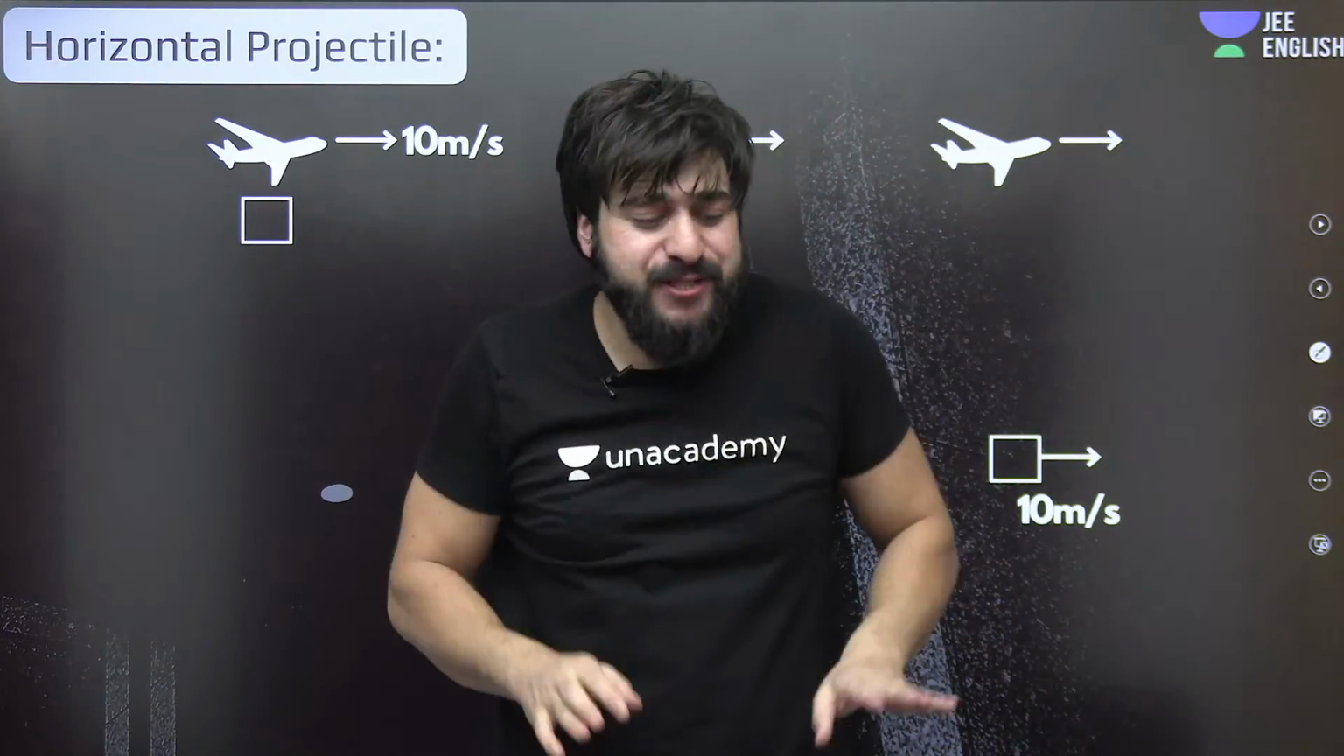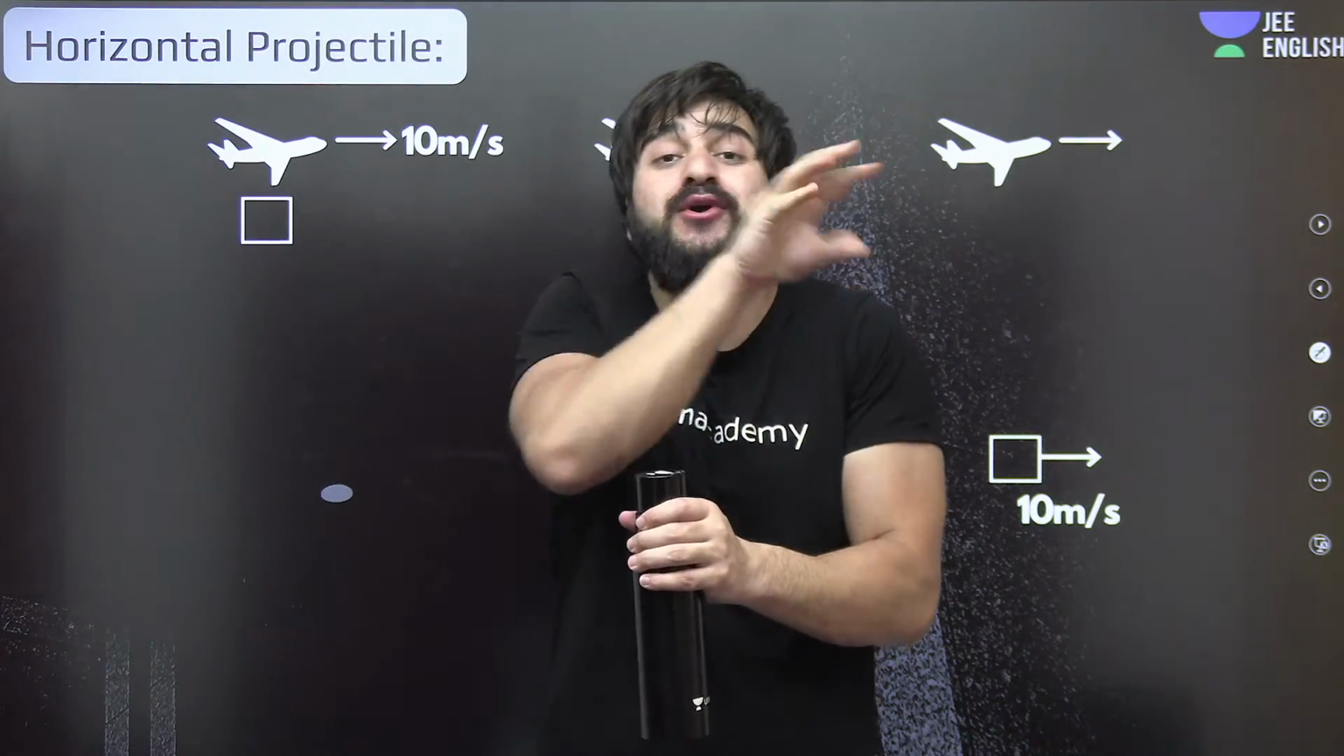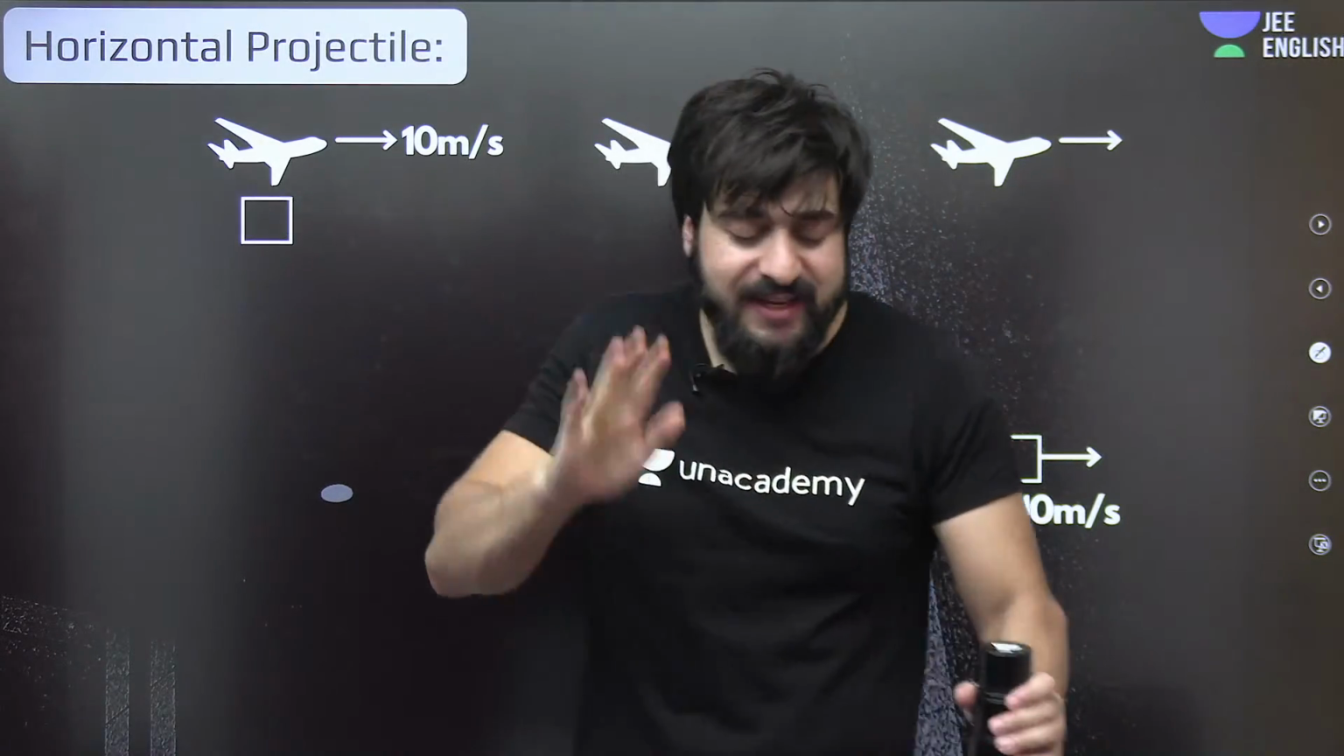There can be this case also. For example, this is a building. You can launch the projectile from this building itself. Understand? At some angle. So that can be also the case. We'll talk about that as well. So that is what is called the horizontal projectile.